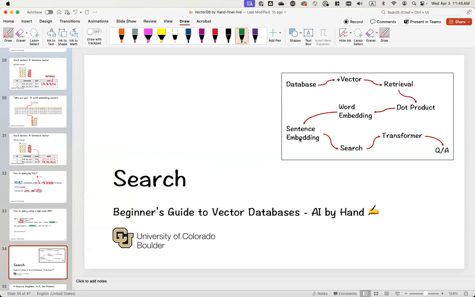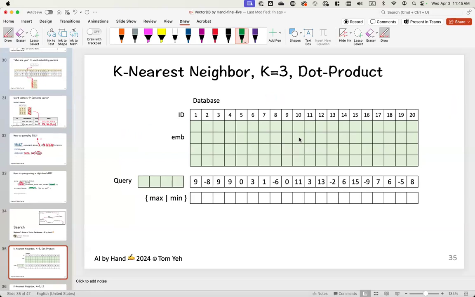Let's talk about search. So suppose we build a really large database. In this case, I have a simple database of 20, but you can think of this principle as applicable for 20,000 or 20 million records. In this case I have 20 records. I have a query. I just visually represent it as 4 dimensions in each embedding vector. Suppose I take the dot product, and this is the result. Now I want to find the top 3, using k nearest neighbor, k equals 3.